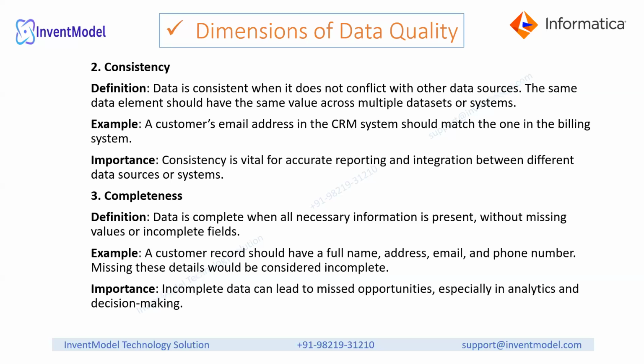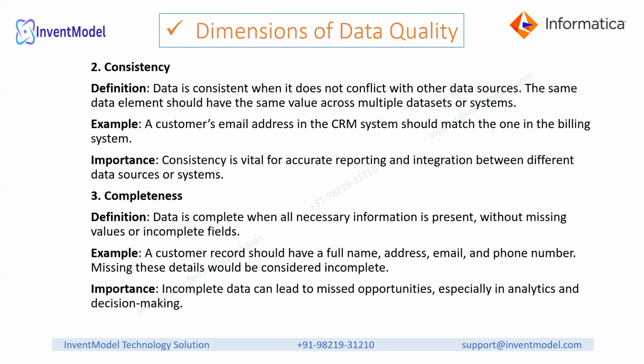The next dimension of data quality is completeness. Data is complete when all necessary information is present in the data without missing values or incomplete fields. For example, a customer record should have a full name, full address, email, and phone number. Missing the details would be considered incomplete. So suppose we are collecting the customer information, we will make sure that it has the full name, a proper address, and a proper email and phone number.